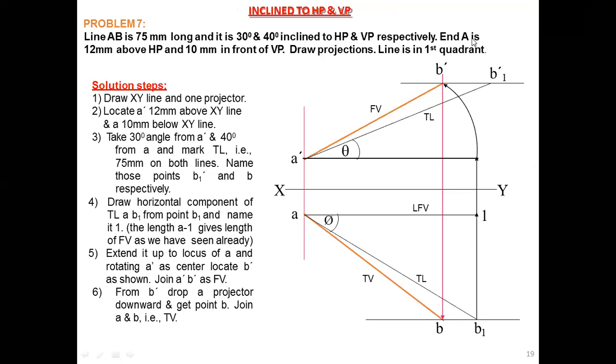Next, what is the condition? End A is 12 mm above HP. Above HP means that we can see in VP. End A is 10 mm in front of VP. In front of VP means that we can see in the horizontal plane. Draw the projection of the line.